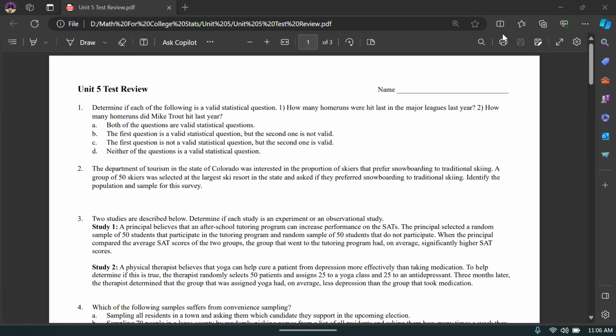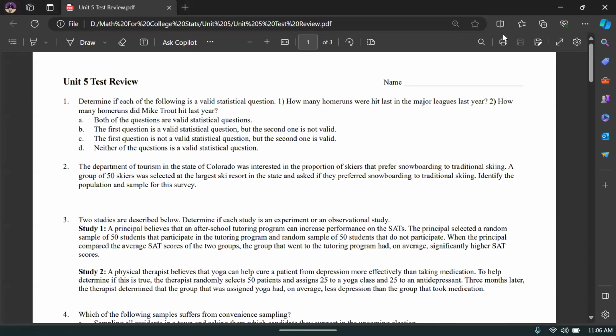It's a long test, a long review. I don't know yet. We'll have to see how the timing goes, but I might just break this into two parts. You'll already know that by looking at the title. But we'll see how this goes, how much time it takes. We're going to start here, of course, with number one.